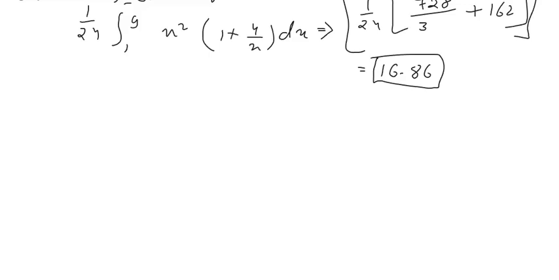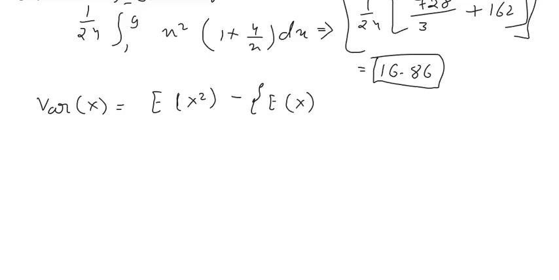Now the variance and standard deviation. For the variance, we have to calculate variance of x. For that we need E of x square minus the whole E of x square. So here we will get 16.86 minus 3 square.